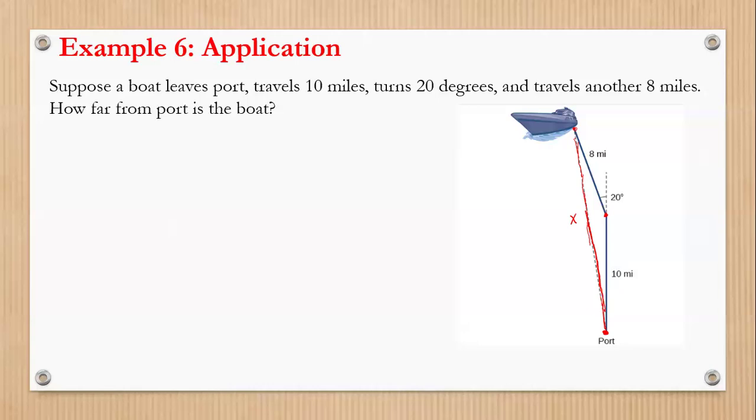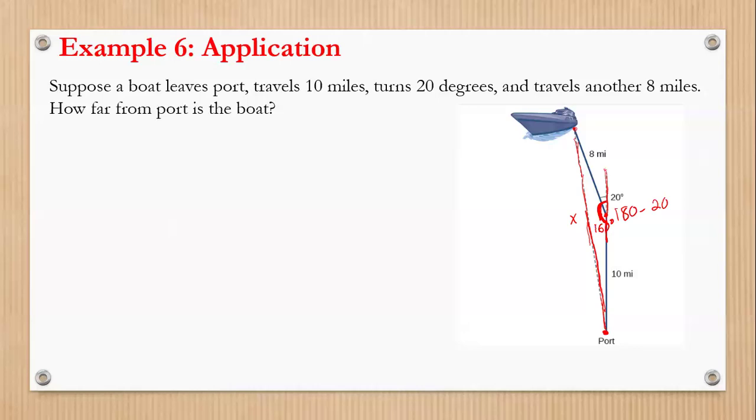So 2 sides are given to me. If 2 sides are given to me, I need to have an angle in between so that I can use the law of cosine. So I need to find this angle first. And if you look at this whole line, this whole angle is 180. But if I subtract the 20 degrees from that, 180 minus 20 is 160. So this angle is 160 degrees. Now I have 2 sides and 1 included angle, which means I can use the law of cosine to find the third side.